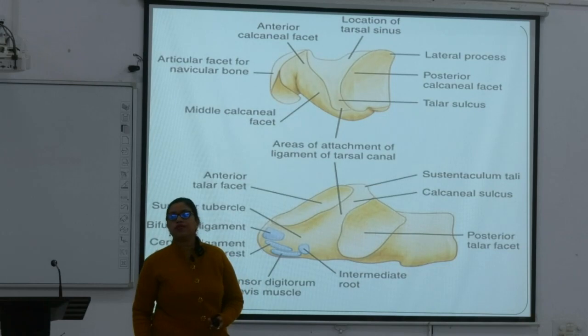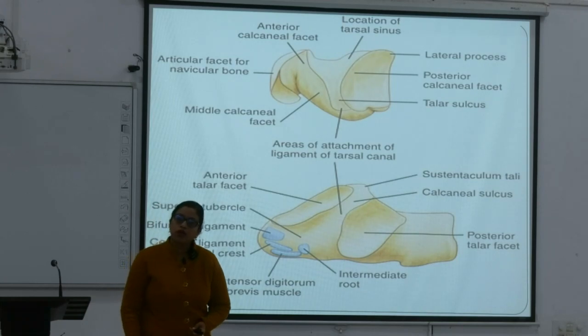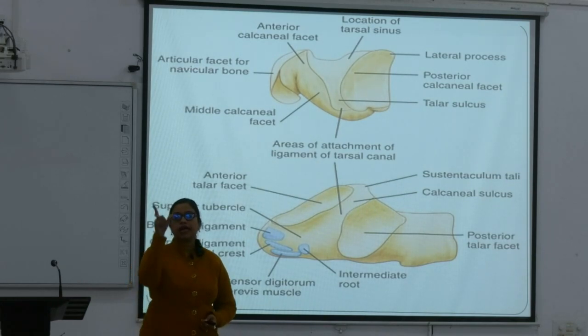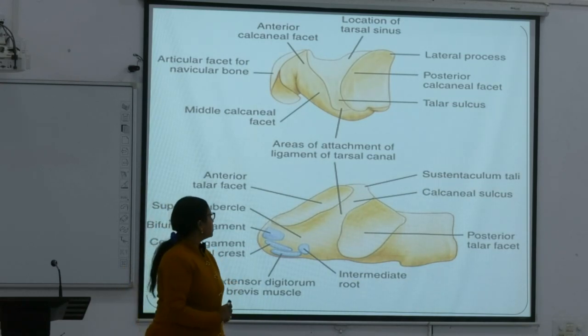How does it look? Which one is triangular, medial or lateral? There are two articular facets on both sides of talus, right? Which one is the triangular, which one is this comma shape? Lateral is the triangular, because lateral malleolus facet is triangular. Okay, medial would be comma shape. Okay, so these are the two things.